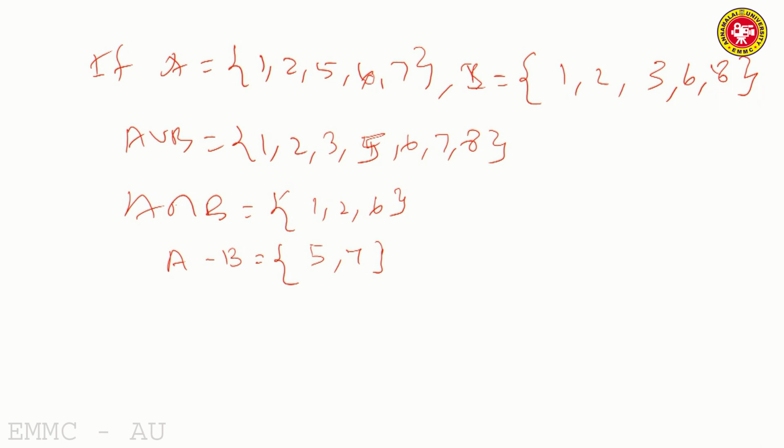And for example, we give B minus A also, the elements which belong to B but not in A, that is 3 and 8. Okay. Now we give the universal set with a complement: A dash is equal to X minus A. X is the universal set and A is the set defined.